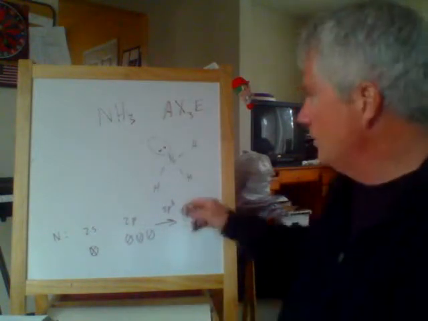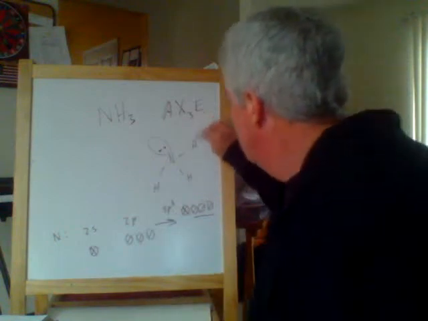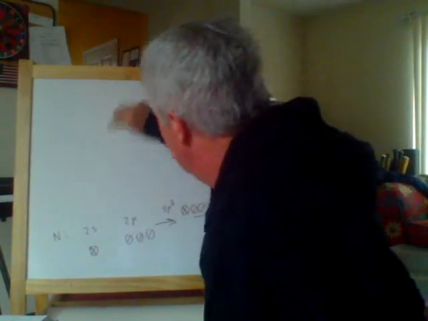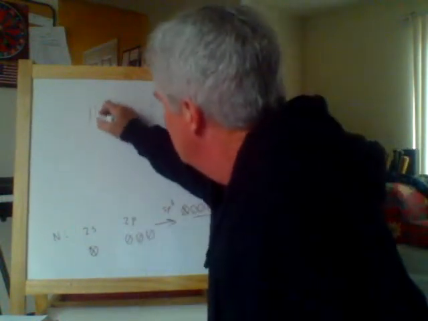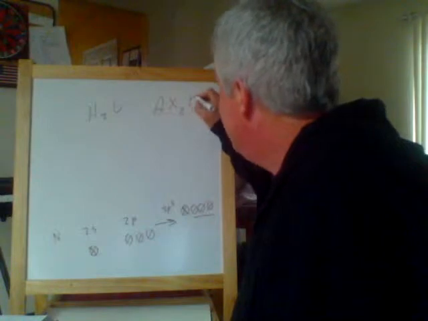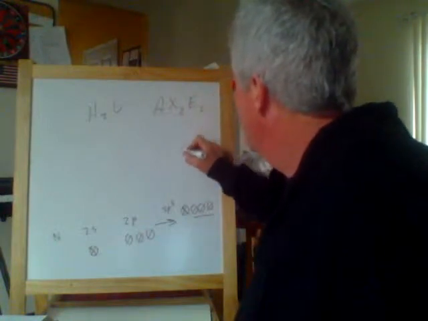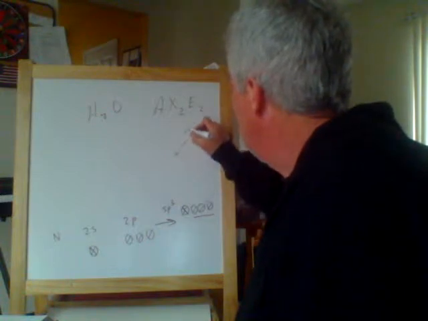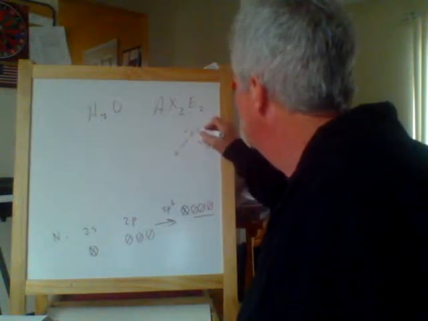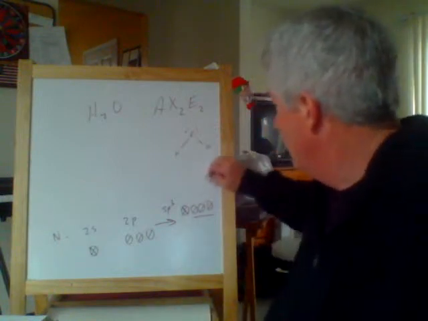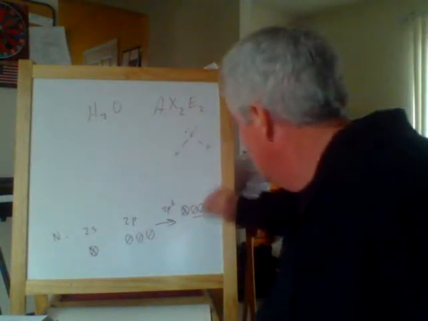One more example along those lines is water, H2O. We know this is an AX2E2, which means we have two lone pairs on oxygen. We know that molecule is a bent molecule. We know it's highly polar, of course.